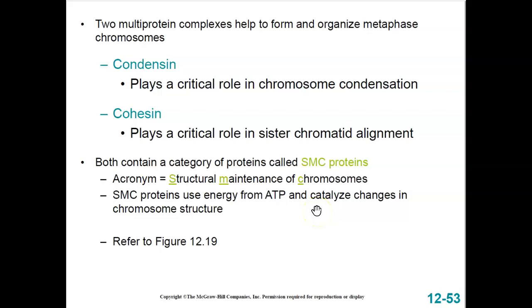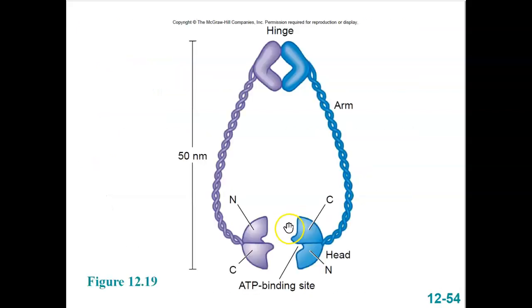So you could think about this like the tree trunks and the leaves on the tree. So multi-protein complexes are going to play a role in metaphase chromosomes. Condensin and cohesin. Condensin helps the chromosomes condense or coil up, and cohesin plays a role in when the sister chromatids align with one another. So these are called SMC proteins, structural maintenance of chromosomes proteins, and they require, again, ATP to change the structure of a chromosome. So that's an active process.